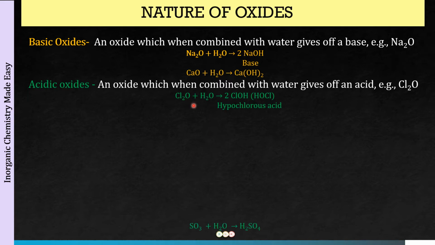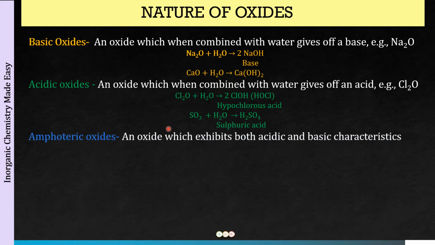A better example I can give you, which is more familiar to you, is SO3, sulfur trioxide. When you add water to it, what is formed? H2SO4, and all of you know this acid very well. This is sulfuric acid, the king of all acids, right? So when we combine an oxide with water, which gives us a base, it is called a basic oxide. And when we combine an oxide with water to give us an acid, this is called an acidic oxide.